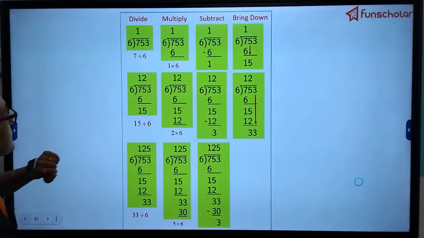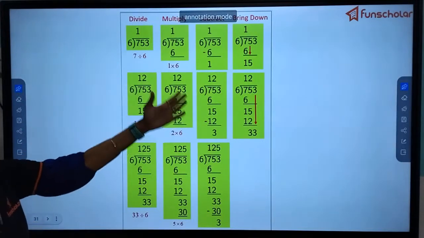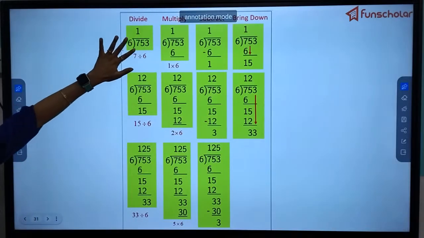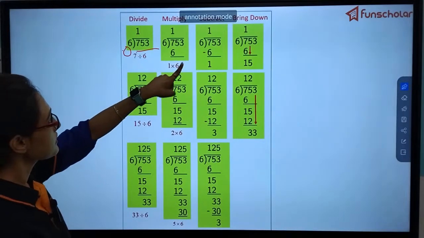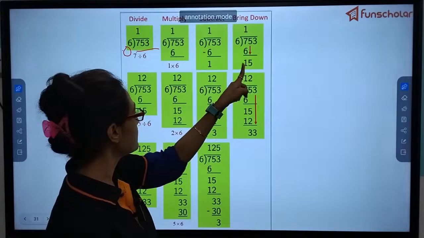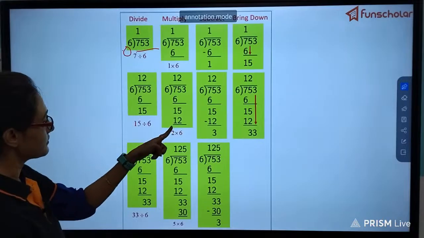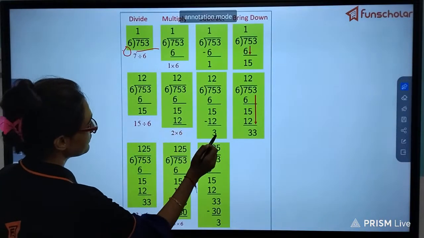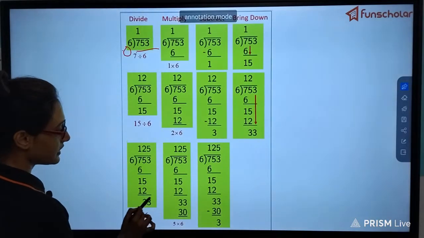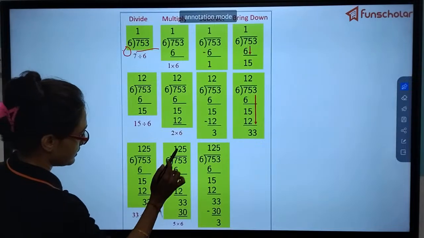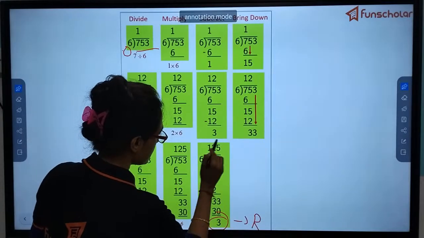So another number is given. You just try it yourself one by one. Then you just check the answer. 756 is divided by 6. 6 1 is 6. Carry 1. Next 5 will come. Then nearest number is 6 2s are 12. Okay. So 12, 3 will come and another number 3 will come next. Now 33 is there. So 6 5s are 30 and remainder is 3. Quotient is 126.